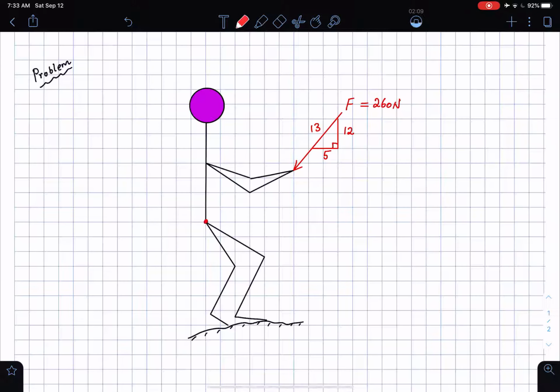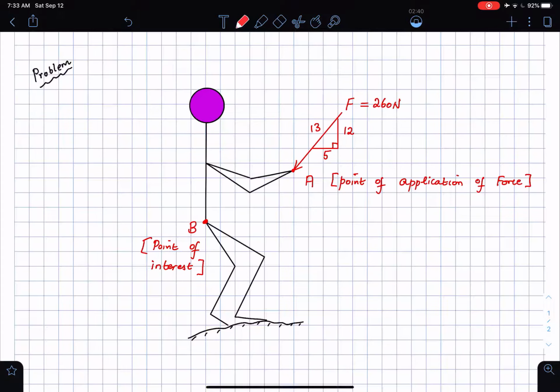All right, so here is the point B. Okay, and here is what I call the point A. Okay, so point A is where the force is acting, so this is the point of application of the force. Okay, this is the point of interest, which is the point B here. Okay, so this is the point of interest. So this is probably the hip joint.